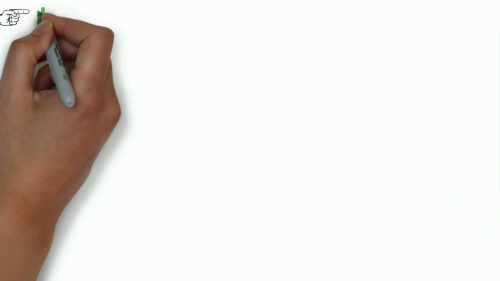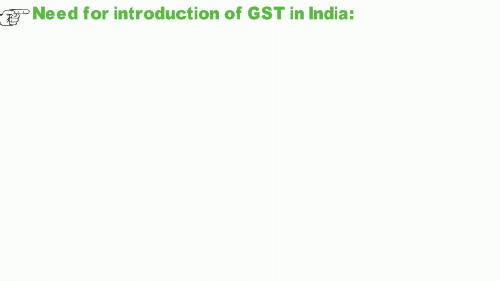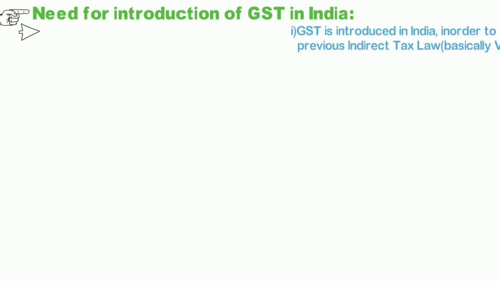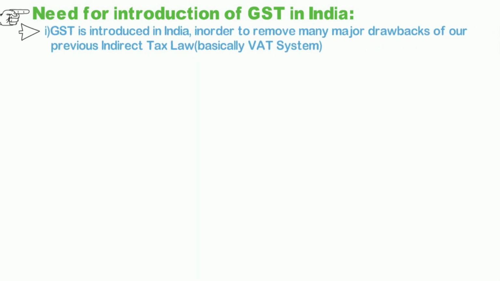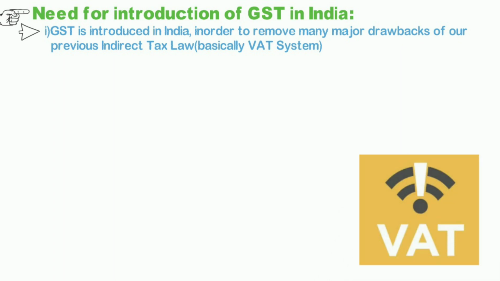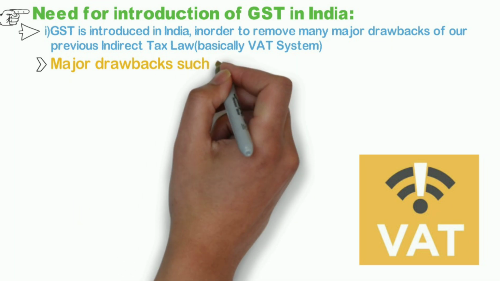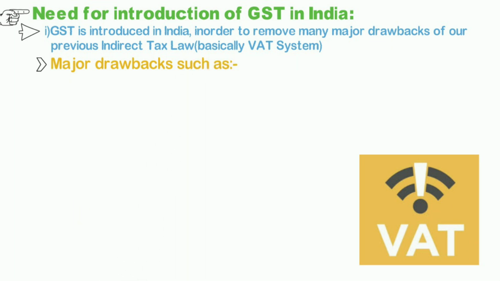Further, we move on to the need for introduction of GST in India. As you all know, our previous indirect taxation law was full of flaws and drawbacks, due to which both the indirect taxation department and the assessees were in trouble most of the time. So finally GST was introduced in India in order to remove such major drawbacks of our previous indirect taxation law. Now let's have a look at the major drawbacks of our previous indirect taxation law.